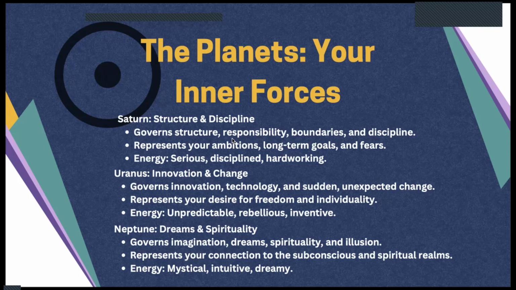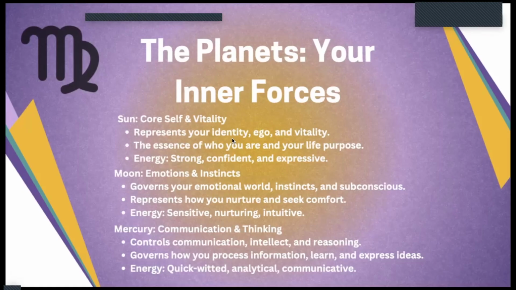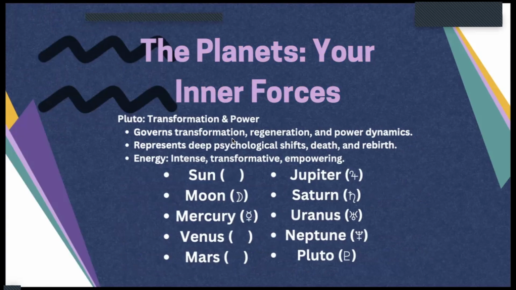So we have Saturn, we have Uranus, we have Neptune, we have Venus, we have Mars, we have Jupiter, we have the sun, we have the moon, and we have Mercury. We also have this guy over here. We call him Pluto. Pluto rules over the transformation and power. Now, which house does Pluto rule over? I spent a little time speaking about transformation. You might be able to put two and two together.